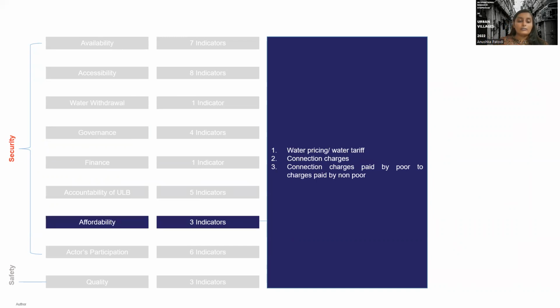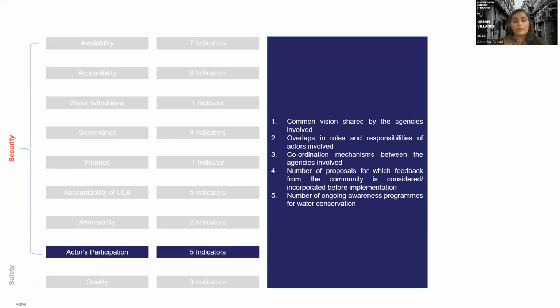Coming to the next indicator, which is about securing water and making it affordable, for which we are looking at the pricing and charges of the water in an area. The next indicator under the theme security is actors' participation. This component helps in mapping all the stakeholders and looks into their coordination mechanisms.